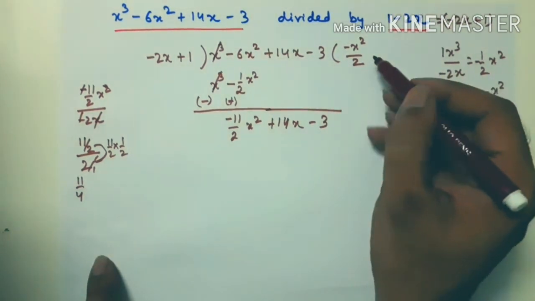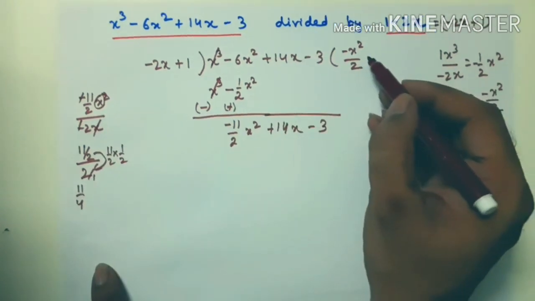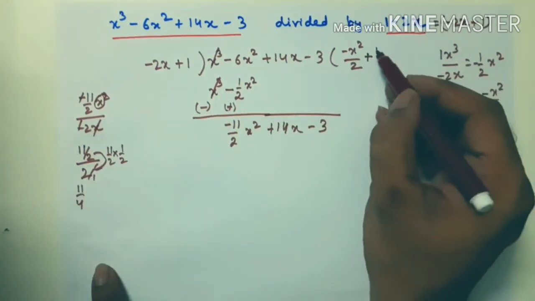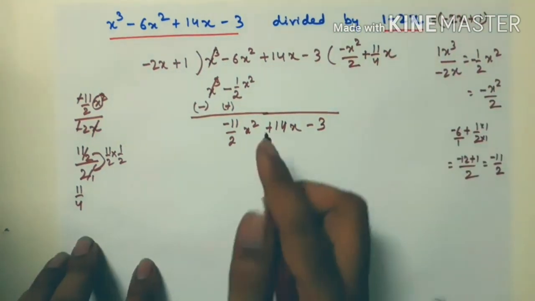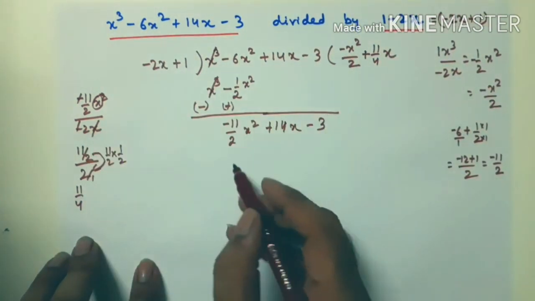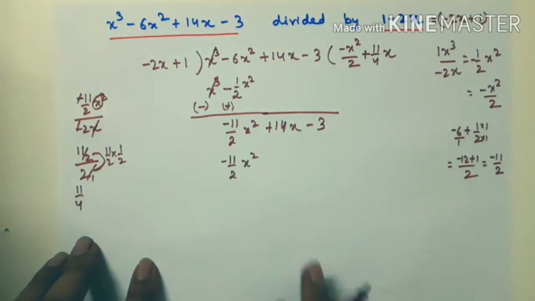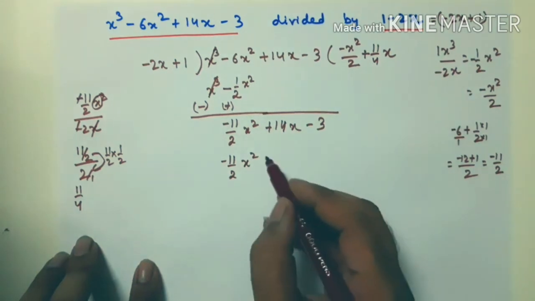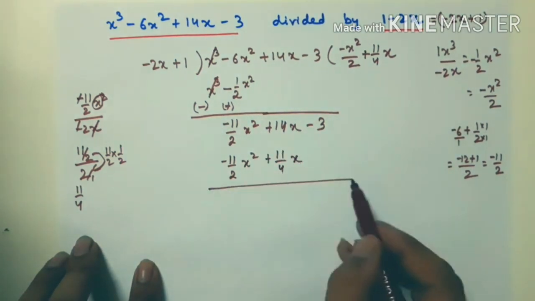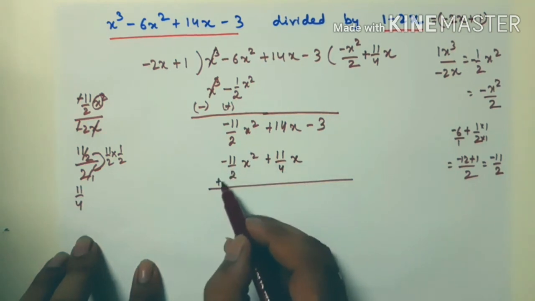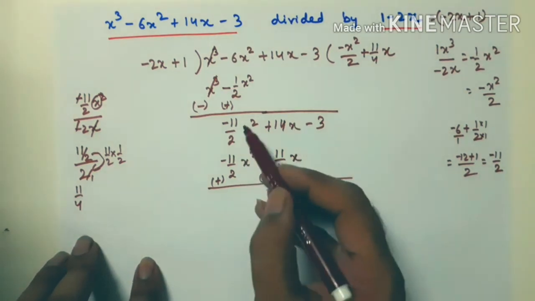So how much do we have to multiply? We have to multiply 11 by 4 and this x. So we get plus 11 by 4 x. So you can see here, when you multiply these two, we'll get minus 11 by 2 x squared. Next we have to multiply these two, so we get plus 11 by 4 x. Now we'll subtract: minus becomes plus, plus becomes minus. Now these two get cancelled.